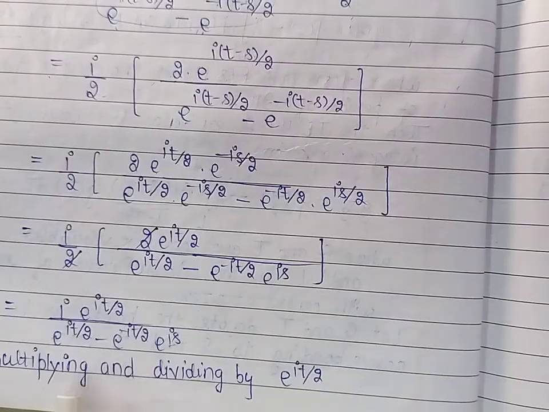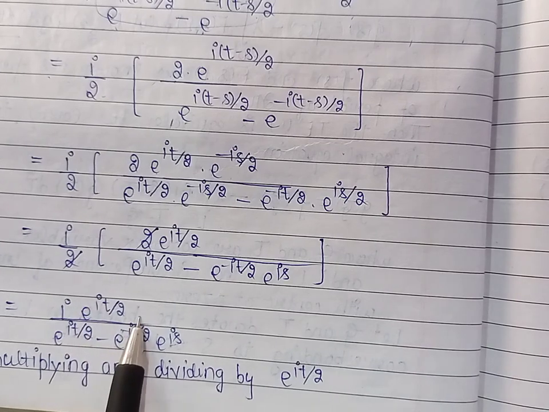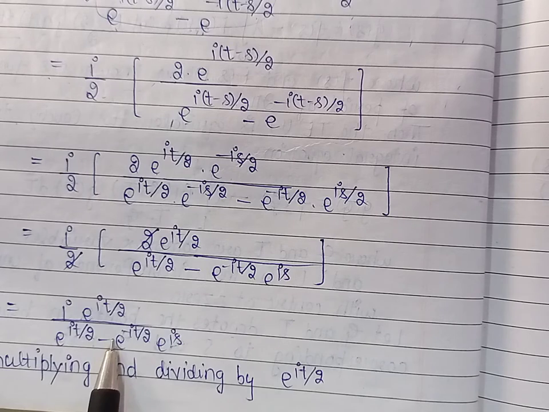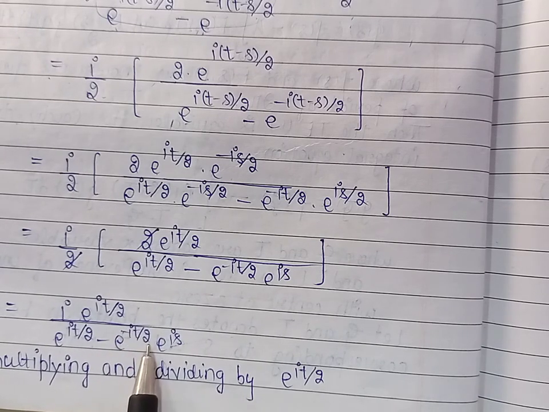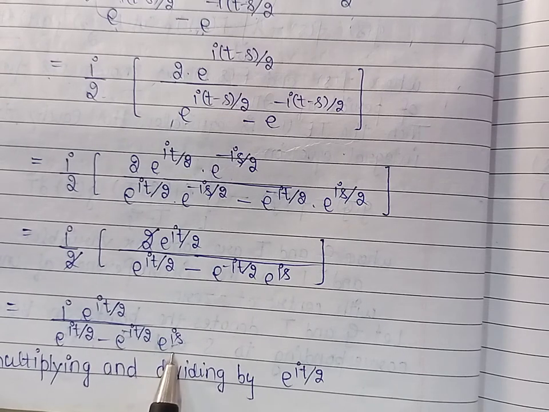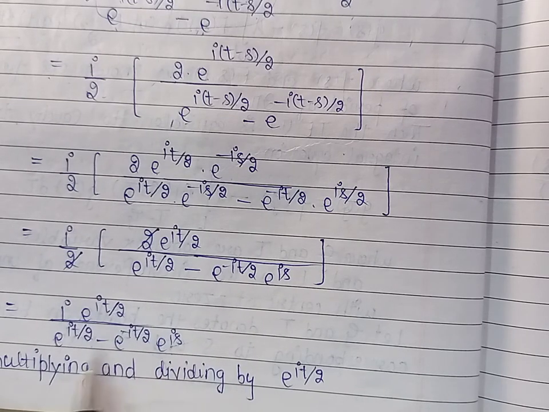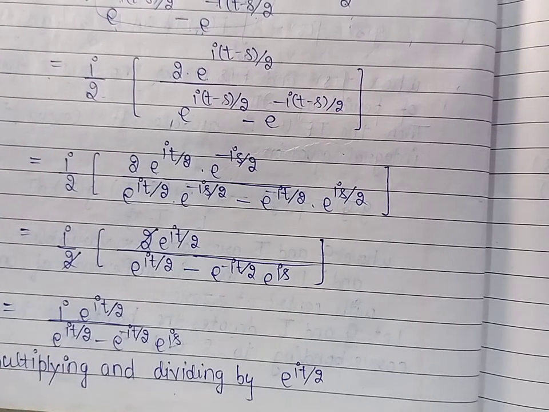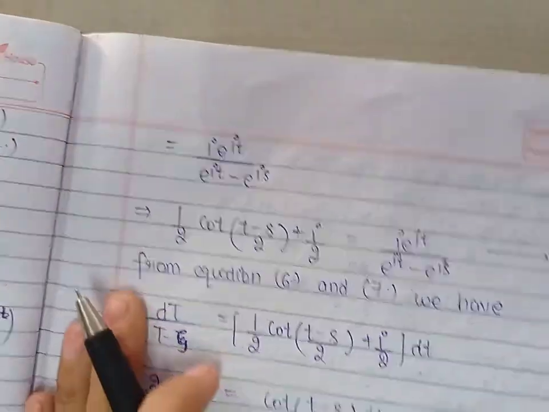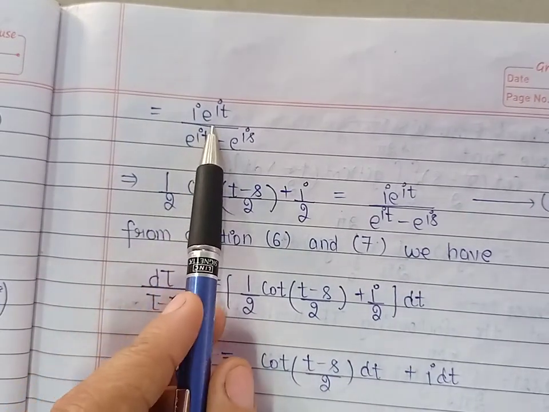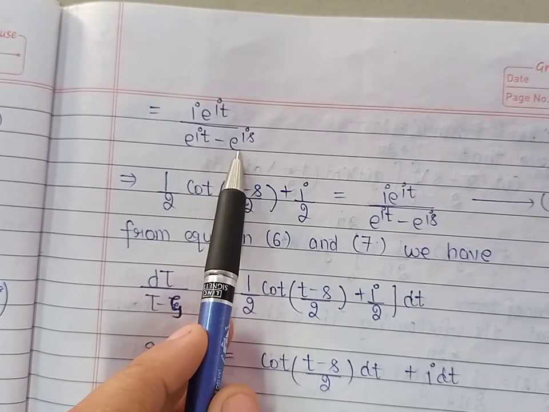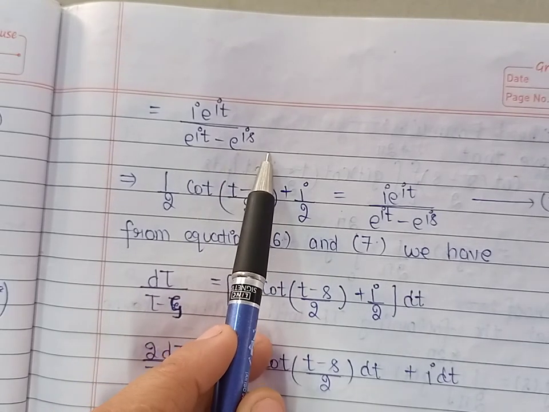iota into e raised to the power iota t/2 divided by e raised to the power iota t/2 minus e raised to the power minus iota t/2 into e raised to the power iota s. Now multiplying and dividing by e raised to the power iota t/2, this term will become iota into e raised to the power iota t divided by e raised to the power iota t minus e raised to the power iota s.